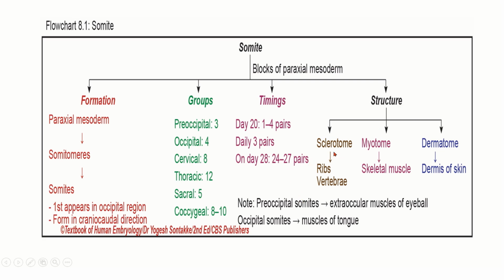So structure: ventromedial sclerotome, dorsolateral dermatome, intermediate myotome. Sclerotome gives rise to ribs and vertebrae, myotome to skeletal muscles, dermatome to the dermis of the skin. The preoccipital somites give rise to extraocular muscles of the eyeball, and the occipital somites the muscles of the tongue.